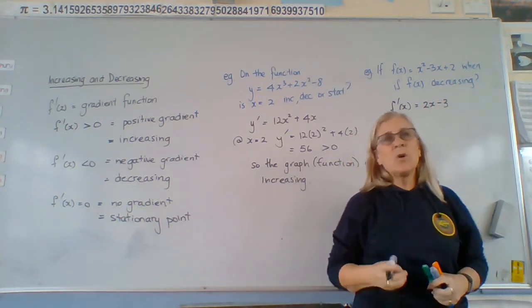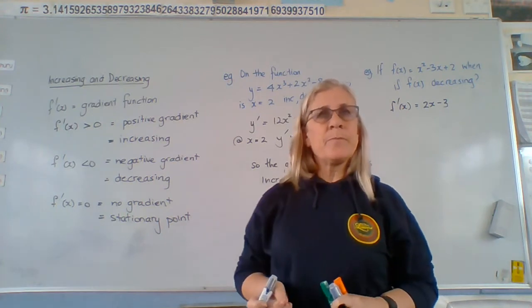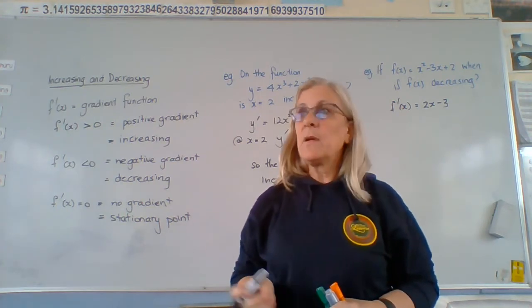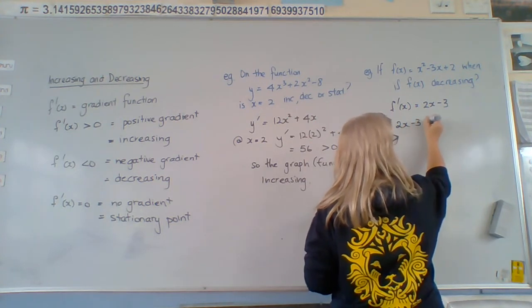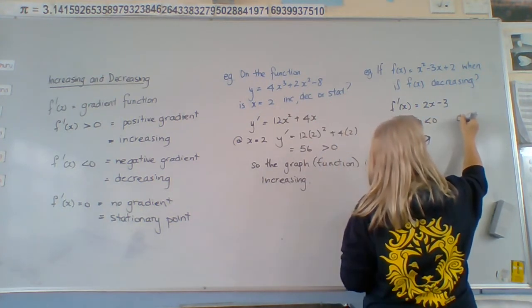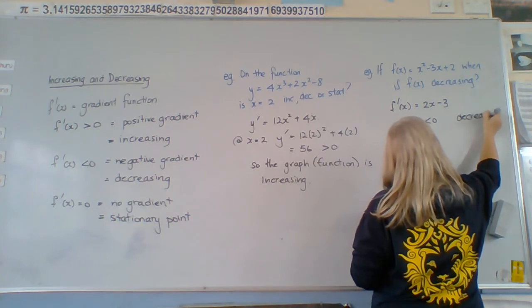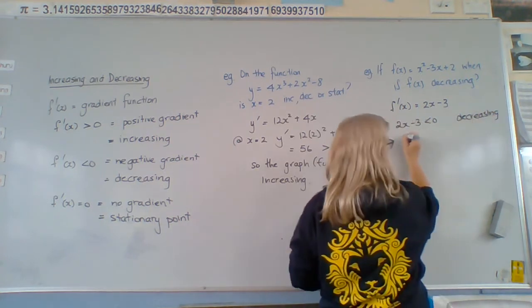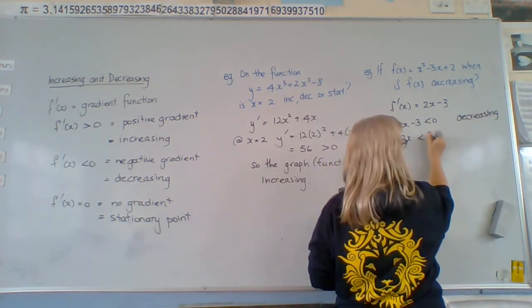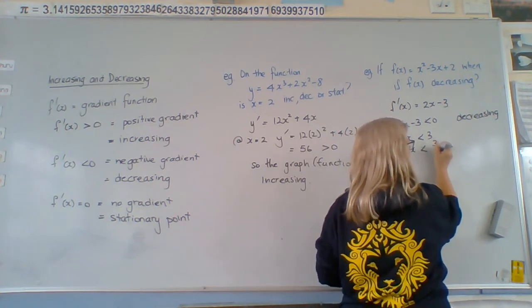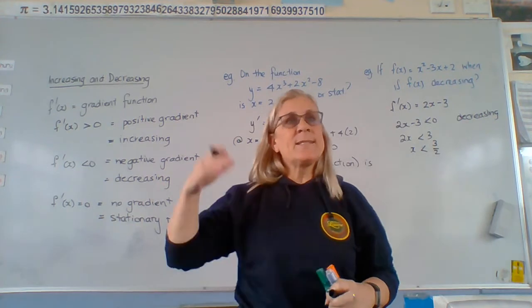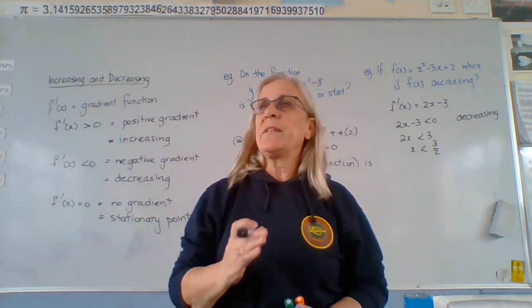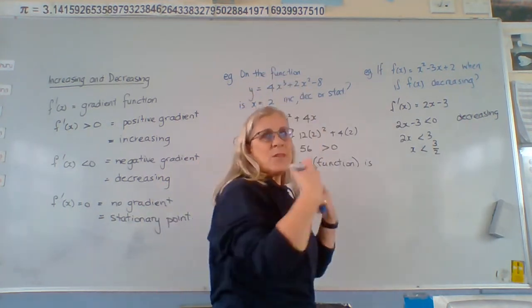For decreasing, what do we want to be true? Less than 0. So 2x minus 3 is less than 0 if it's decreasing. So solving this, it's got to be x less than 3 over 2. Any value for x that is less than 3 over 2 will be decreasing, will be on the decreasing side.